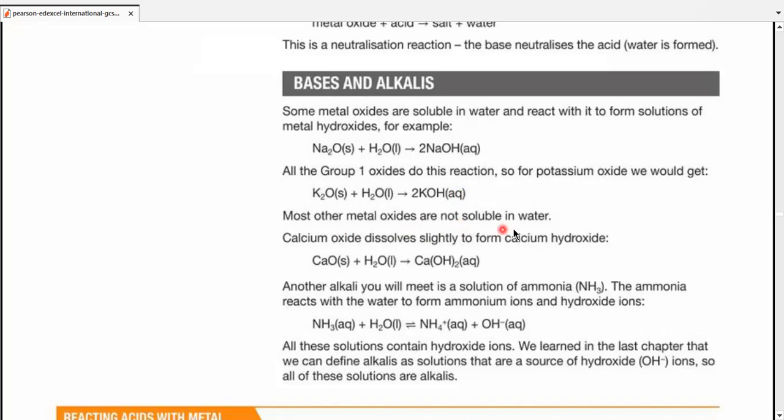Most other metal oxides are not soluble in water. Group 1 are an exception. So calcium oxide is also likely to form calcium hydroxide like this.